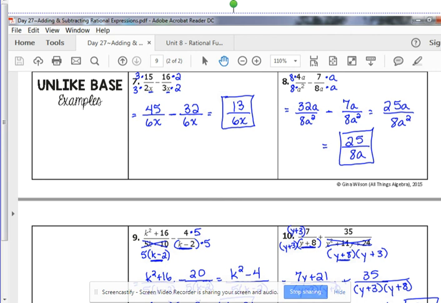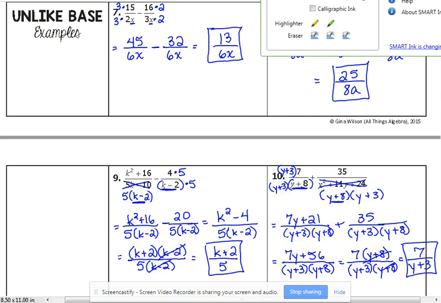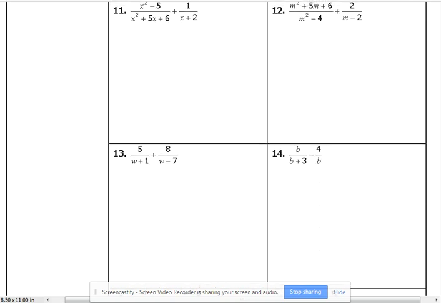Okay, now I know there are a bunch of these examples, but there are a bunch of scenarios that we're going to run into with unlike bases, so I want to cover all the bases. Haha. I know, it wasn't funny. All right, let's look at number 11. Y'all know I'm cheesy.